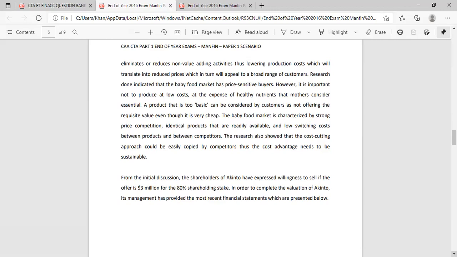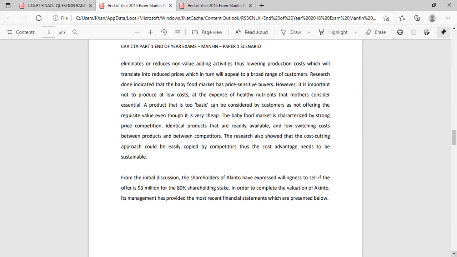Research done indicated that the baby food market has price-sensitive buyers. However, it is important not to produce at low costs at the expense of healthy nutrients that mothers consider essential. A product that is too basic can be considered by customers as not offering the requisite value, even though it is very cheap. The baby food market is characterized by strong price competition, identical products that are readily available, and low switching costs between products and between competitors.